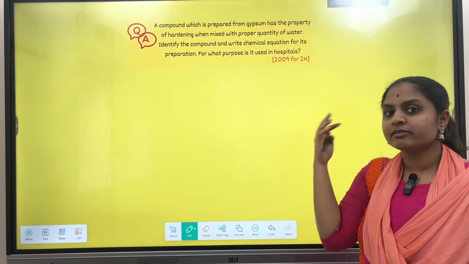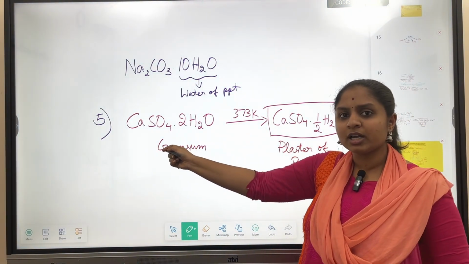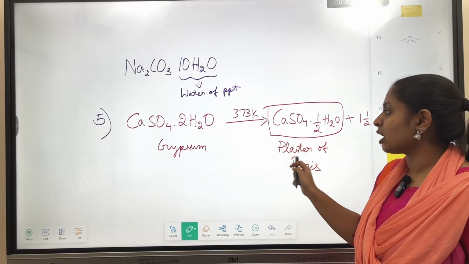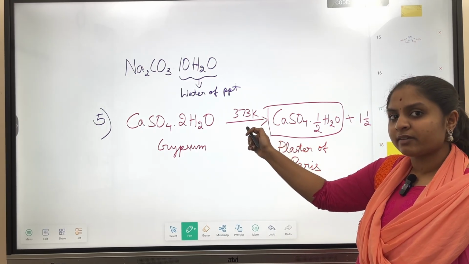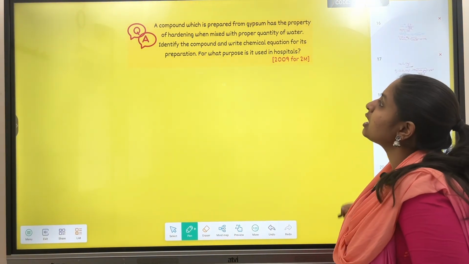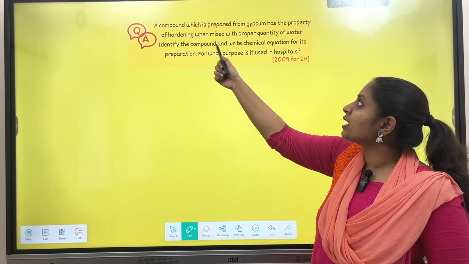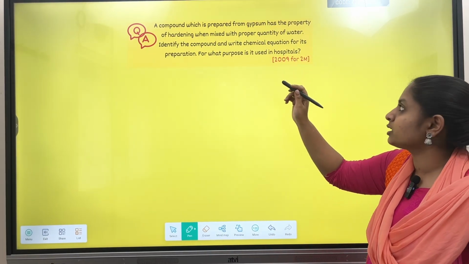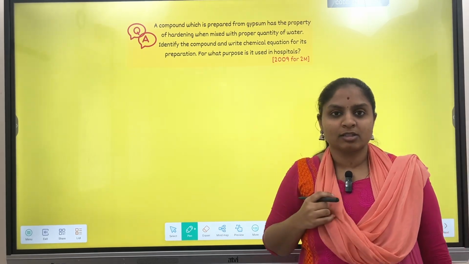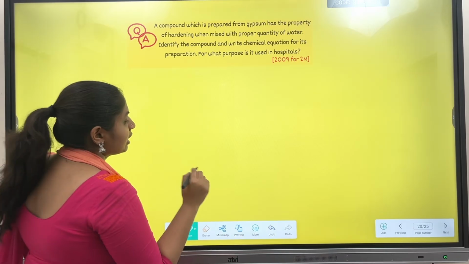So we'll go back and see what we prepared from gypsum salt. We prepared plaster of Paris. How? By heating it to 373 Kelvin. So we'll go back to this question. The question says a compound prepared from gypsum has a property of hardening when mixed with a proper quantity of water. So identify the compound. What is the compound that will be found? It is plaster of Paris, right?